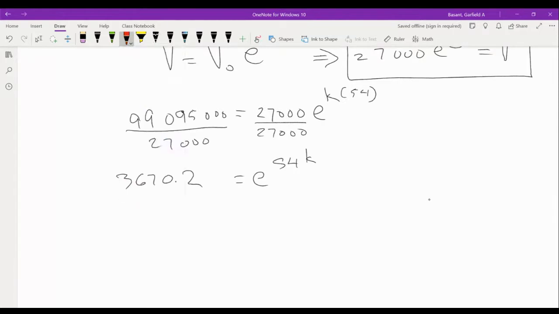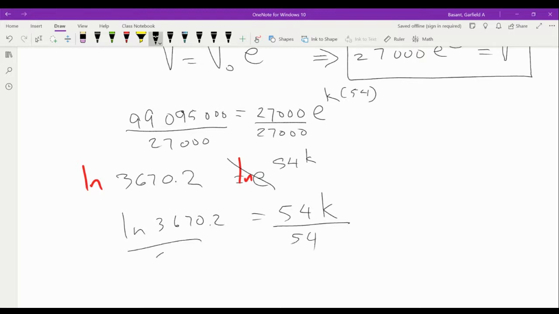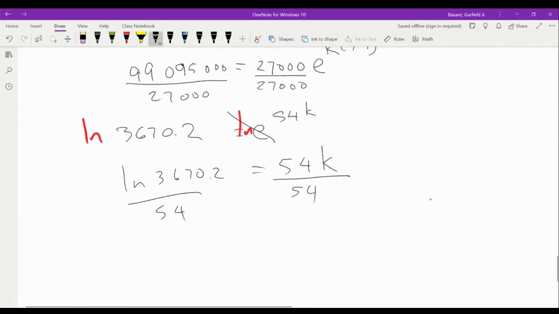What do we do now? How do we solve this? This goes back to some of our earlier sections. We're going to take the ln of both sides. So this becomes the ln of 3670.2 is equal to 54k, because we know the ln will cancel out the e. It's one of the reasons why we do that. So here we go. So k is actually equal to the ln of 3670.2 over 54.